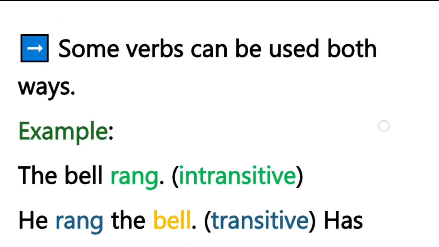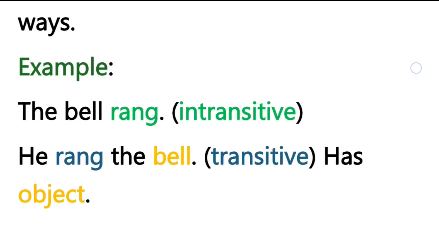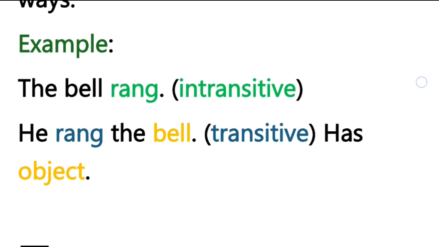Now there are some verbs that can be used both ways, in the transitive way and intransitive way as well. For example, the bell rang. Rang is intransitive as it does not have any object. He rang the bell. Now rang in this sentence is transitive because it has the object bell.